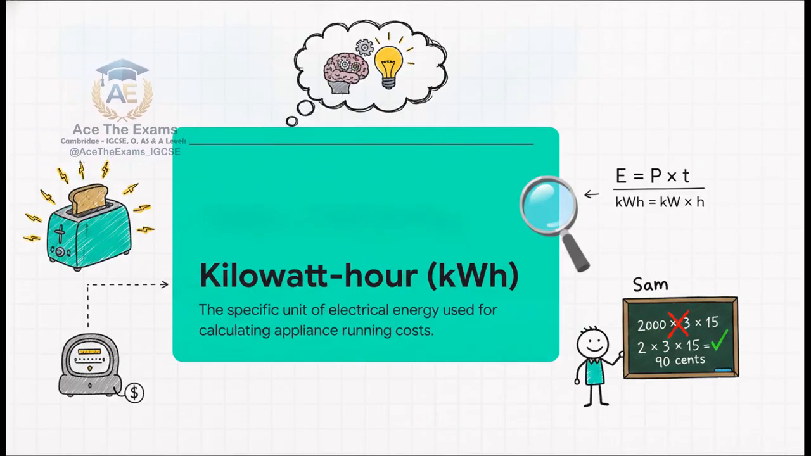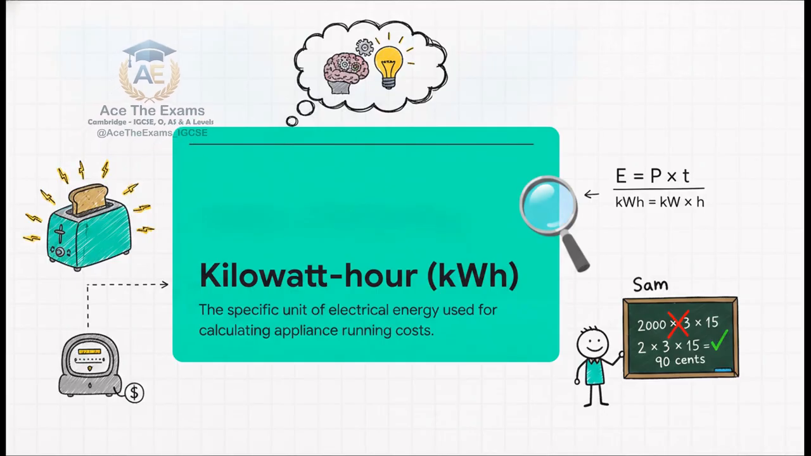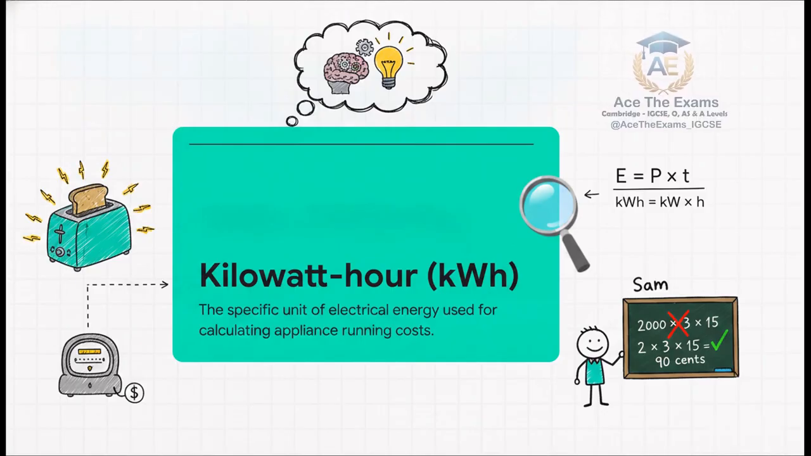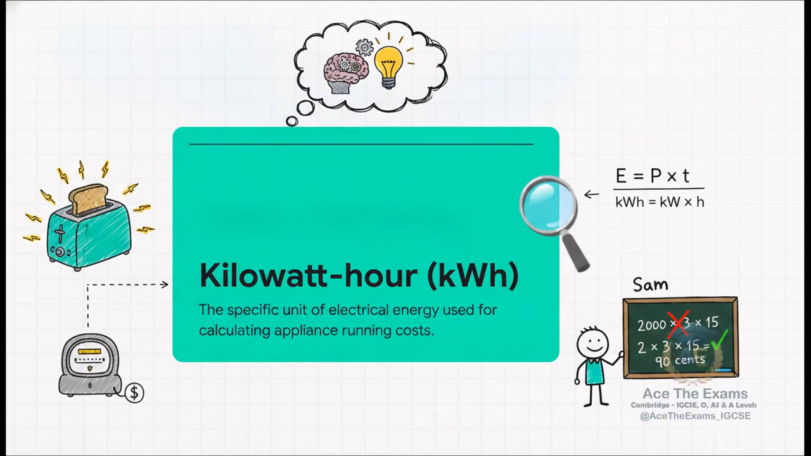Step 1. Identify the given data and convert. Power is 2,000 watts. We must divide by 1,000 to convert this. That gives us 2 kilowatts. Step 2. Time is already in hours, so 3 hours is perfect. Step 3. Energy in kilowatt hours is power in kilowatts multiplied by time in hours, so 2 times 3 equals 6 kilowatt hours. Finally, step 4, apply the cost. 6 kilowatt hours multiplied by 15 cents gives us 90 cents.